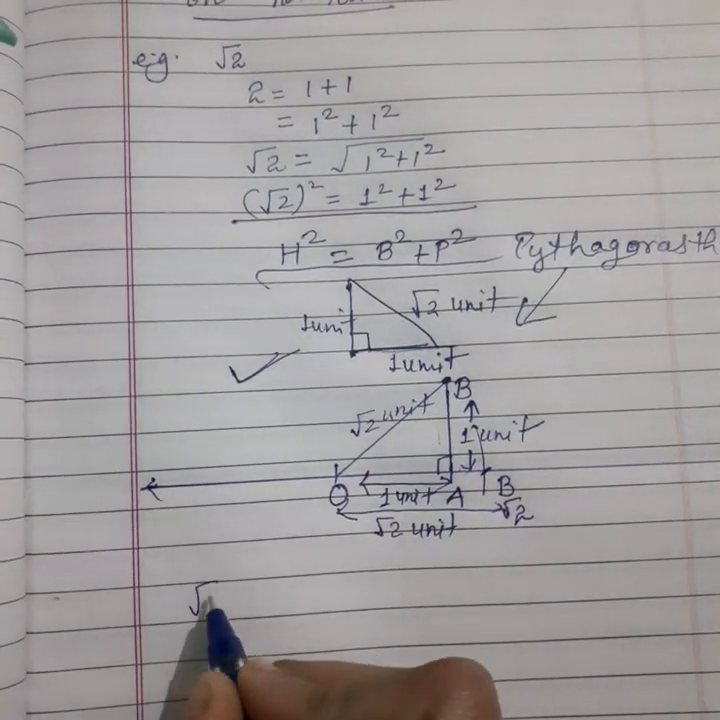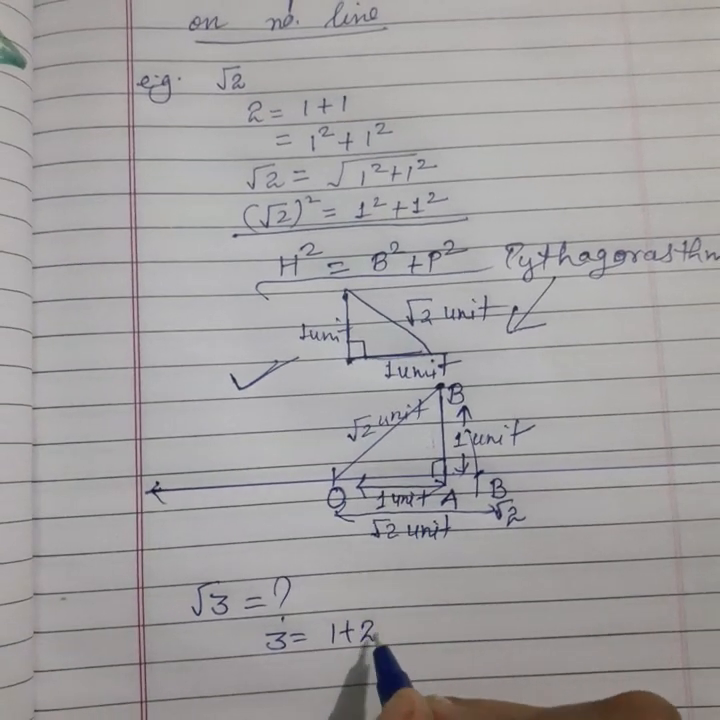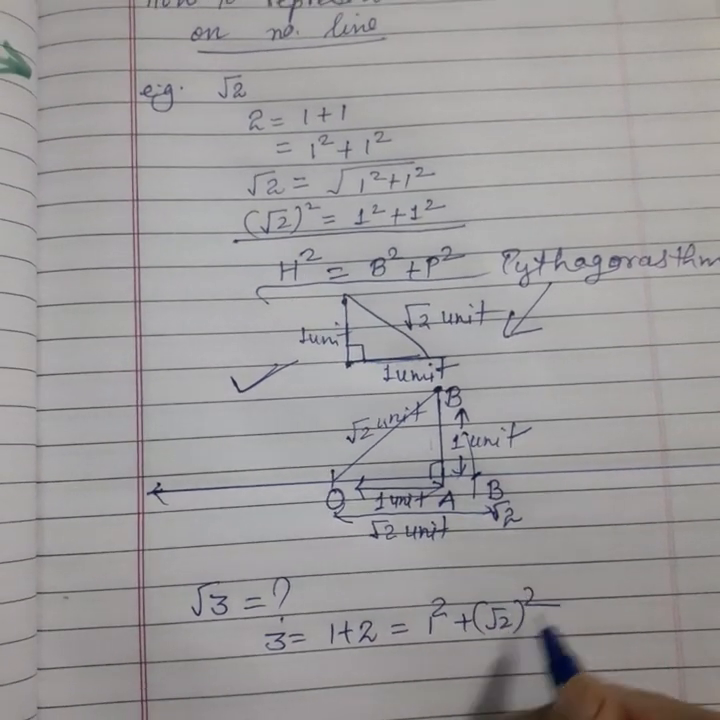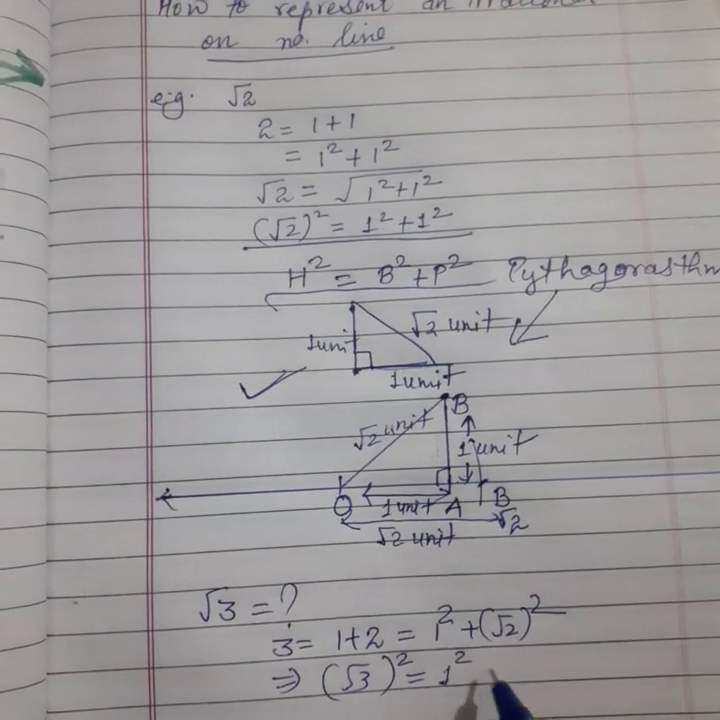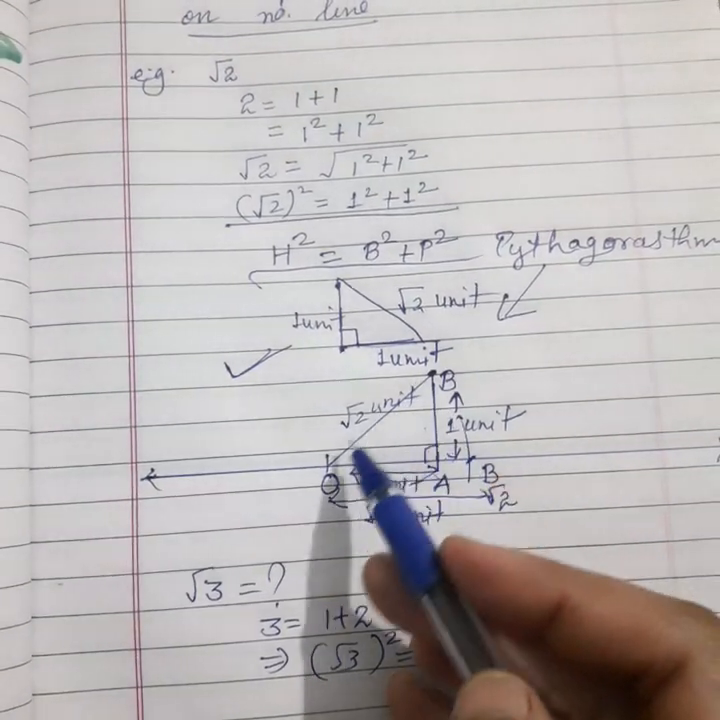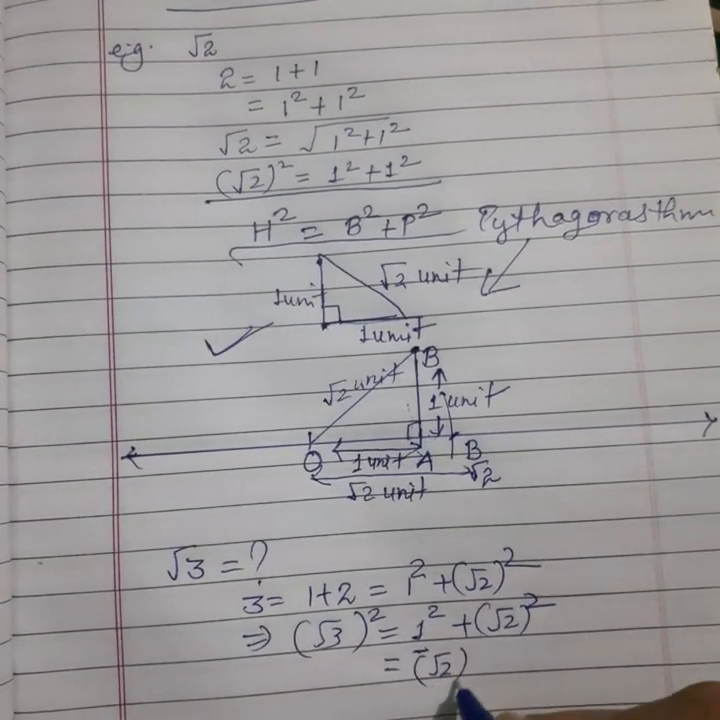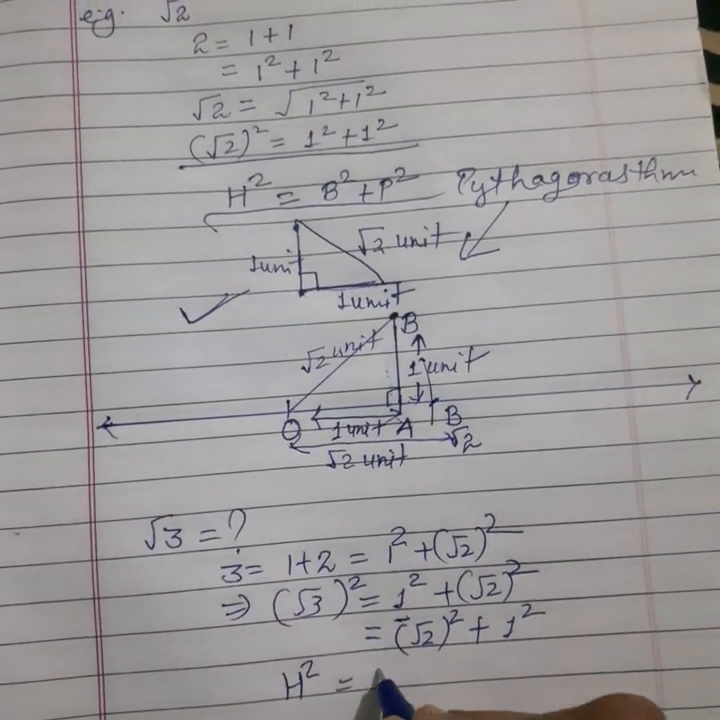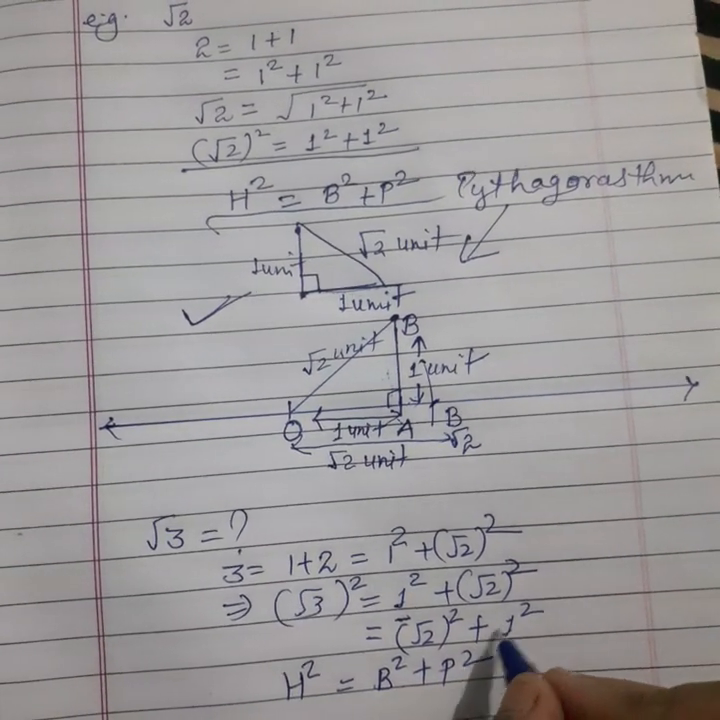Similarly, you can show for under root 3 also. Okay, 3 can be written as 1 plus 2, where 1 plus 2 can be written as 1 square plus under root 2 whole square, and then you can write under root 3 whole square is equal to 1 square plus under root 2 square. Okay, under root 2 you have as the distance here, and 1 square is here. You can take here under root 2 as base and 1 as perpendicular. Compare it with h square is equal to b square plus p square. Under root 2 will be base, 1 will be perpendicular.